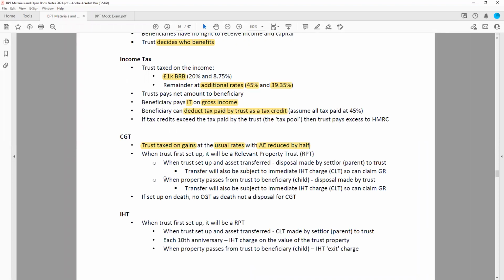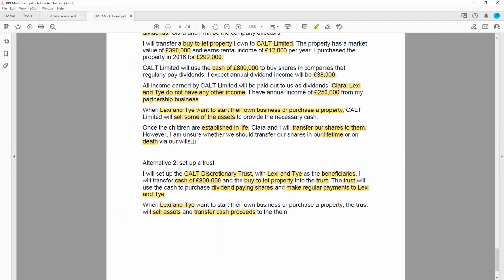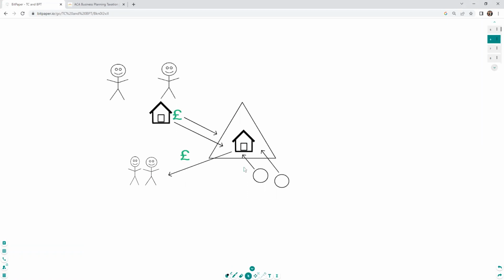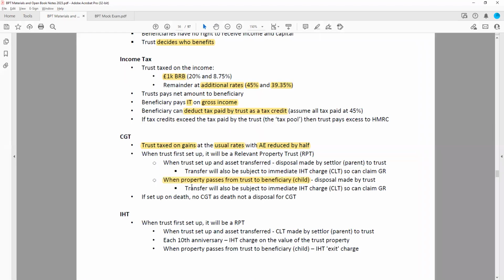But when the property passes from the trust to the beneficiary, so we're told here in the question that the trust would sell the assets and then transfer the cash proceeds to them. So when property passes from the trust to the children, then we think CGT, but of course it will be cash, because the trust is going to sell the shares, and then it will just have a load of cash in it that it would pay out to the children, but that would be exempt for CGT.